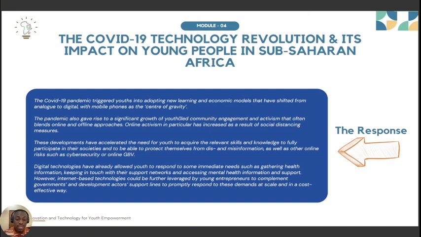So internet-based technologies could be further leveraged by young entrepreneurs to also complement government, and a lot of that is happening right now in sub-Saharan Africa. And even development actors' support lines can promptly respond to these demands at scale and in a cost-effective way. So a lot happened during the COVID era, and a lot changed. In fact, the outcome of the COVID era, although bad in terms of mortality rates and all that, in terms of technology, there was a lot of improvement, a lot of improvement.